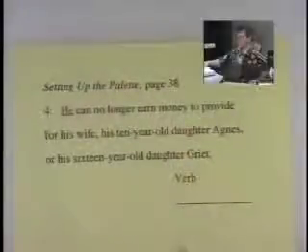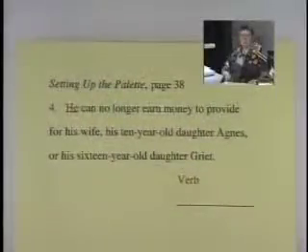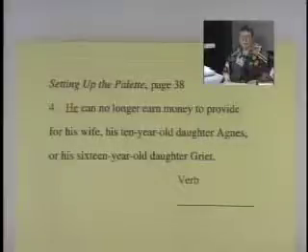Pretty bizarre, right, though? Your father gets blinded by an exploding kiln, and now not only can he not see, but his eyes have been physically sewn shut. Of course, the man became very depressed because he was out of a job, and he created a problem. And here's the problem that he created. He could no longer earn money to provide for his wife, his 10-year-old daughter, Agnes, or his 16-year-old daughter, Greet. And Greet, of course, is going to turn out to be the heroine of this novel.